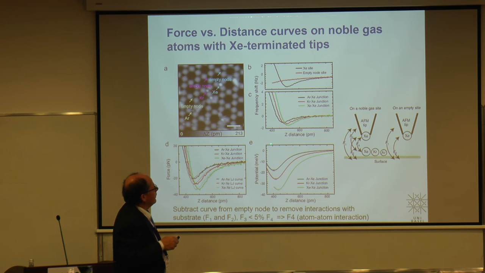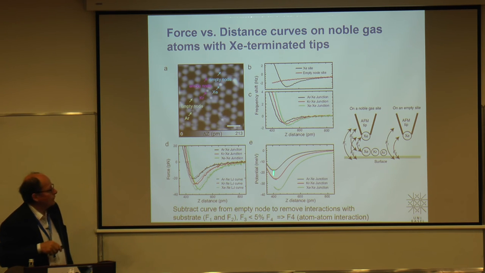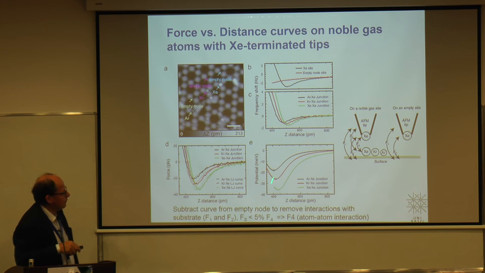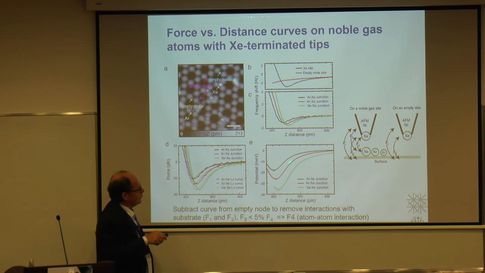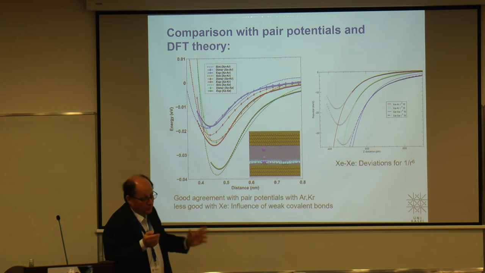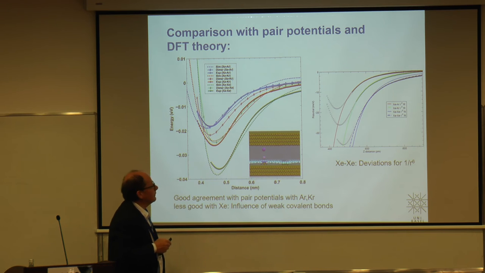So this is frequency shift, and then out of that you can calculate the force here, and also the potential energy. So you see it's of the order of 30 millielectron volt, or 20 millielectron volt, or 10 millielectron volt. And as I said, the smallest has also the smallest interaction, krypton intermediate, and xenon largest. Okay, so then we started to, of course, compare it to the theory, and made some fits.